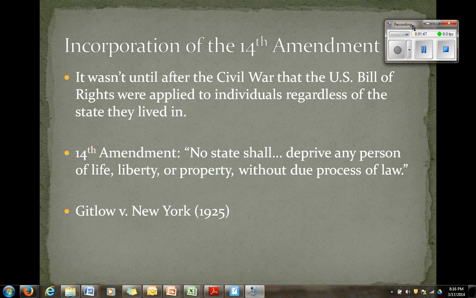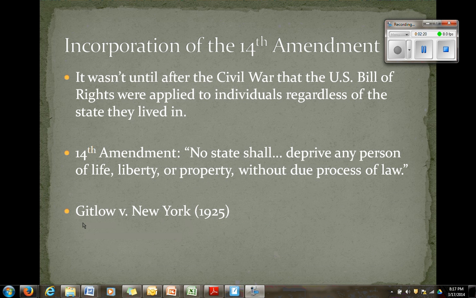Therefore, it took a process known as incorporation, where the states themselves, through their case law and voting and amending their state constitutions, actually had to incorporate due process and the 14th Amendment laws into their own states. So that process of applying civil liberties to the states is known as incorporation, and it all stems out of the 14th Amendment.